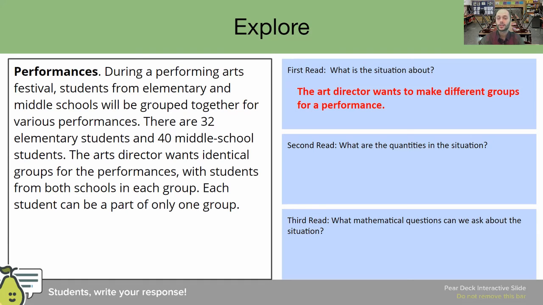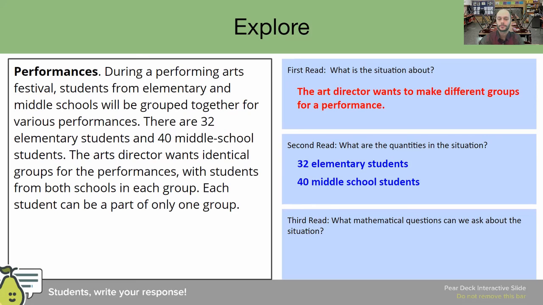All right, so we're gonna read the story again, and this time we're gonna focus on the different quantities in the situation. Please pause the video, read the story one more time, and let me know, what are some numbers you see here? All right, welcome back. If you said that there are 32 elementary students, that is a really important quantity in the story, and you are correct. If you also said there are 40 middle school students, that is also a very important quantity in this story.